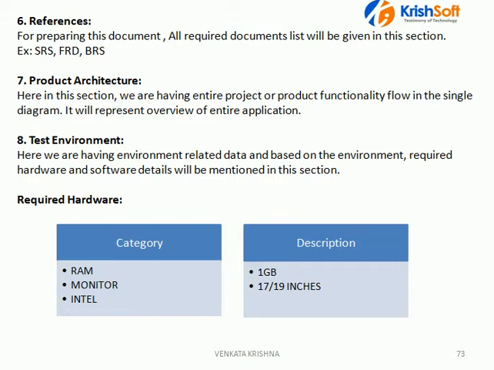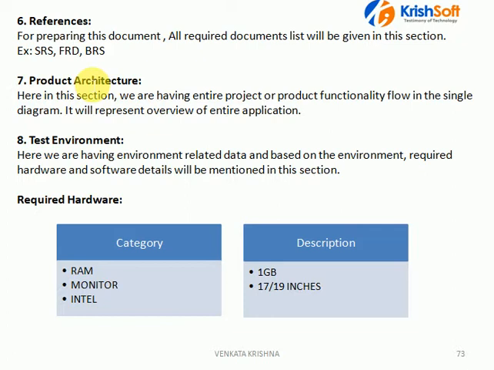Next, the seventh section is product architecture. This section is mainly useful to understand the end-to-end flow of the entire application: where the calls are going on, where the data is stored, how we fetch the data, and how the front end and back end relate. The BA designs an architecture diagram and we put that diagram into this section. That is the product architecture section.